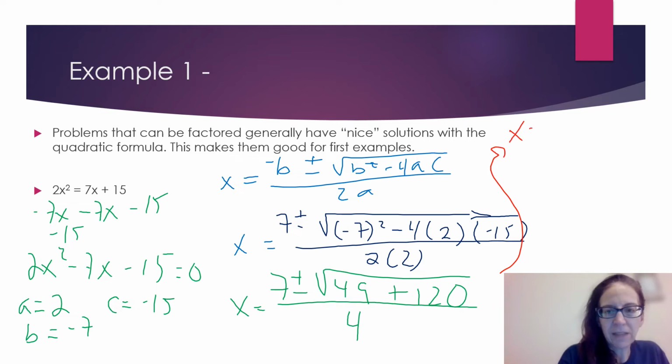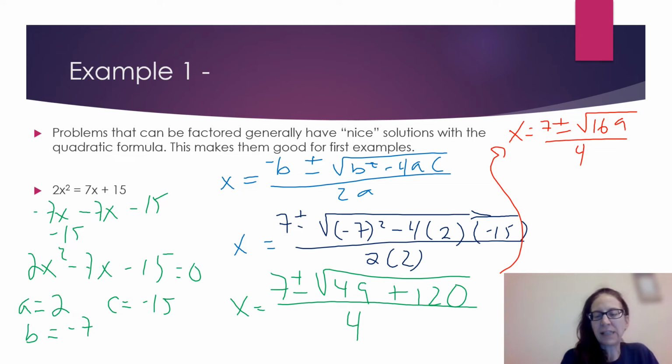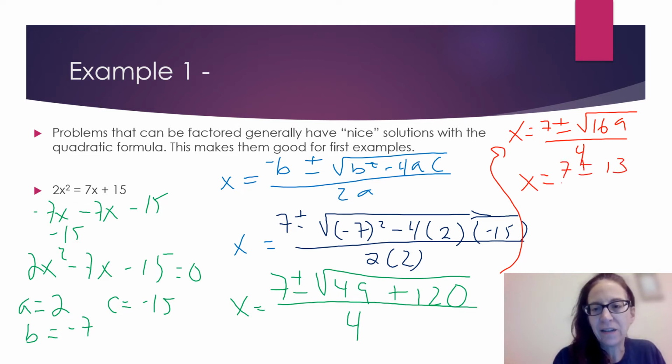So this becomes x is equal to 7 plus or minus the square root of 169 over 4. And this is what I meant when I said that the ones that are factorable have nice answers. So if you get to this point and you actually do get something that you can take the square root of, that's your tip off that you could have factored it. Okay. And so the square root of 169 is 13.